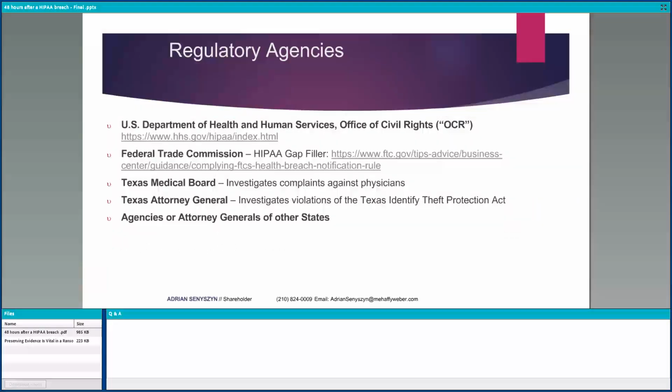I've provided a list of the regulatory agencies that are involved in investigations. I've seen most often it's going to be from the OCR, which is through the U.S. Department of Health and Human Services, and we are starting to see investigations out of the Texas Medical Board to a limited degree.